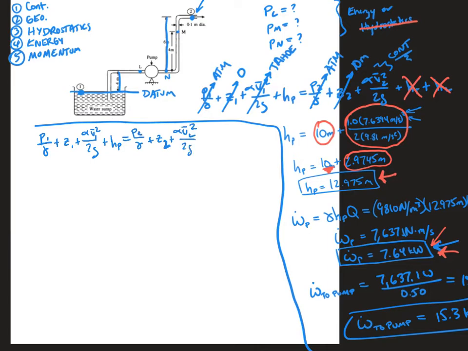VL squared on 2g plus HT plus HL. Okay, once again, we're in a nice situation. There's no turbine, there's no head loss. The other thing that's really nice is if I look right here, because I'm using the exact same point, all of this stuff remains 0. Just like last time, all of this became 0. I can do the same thing here.